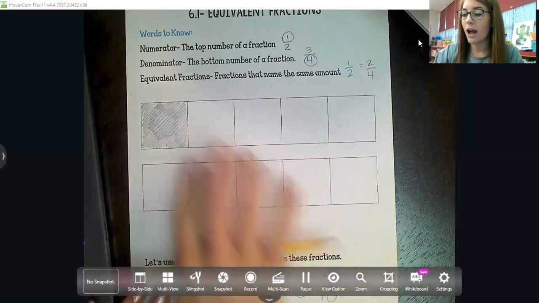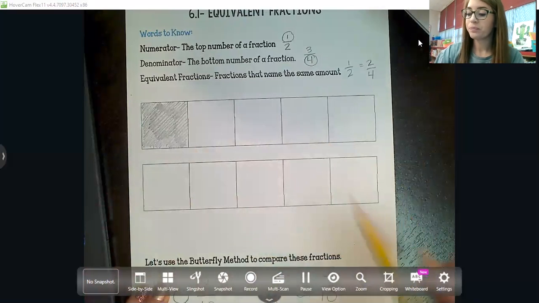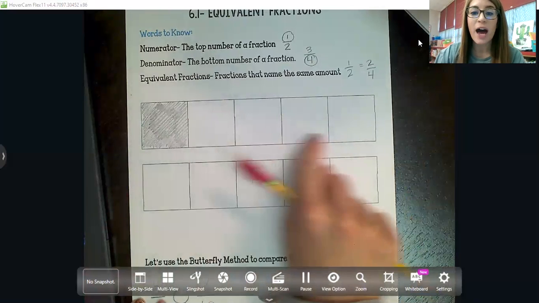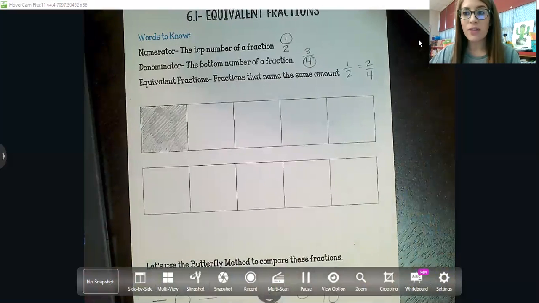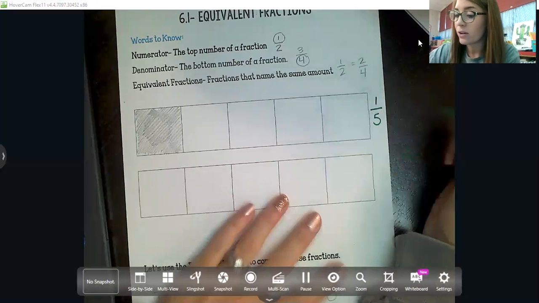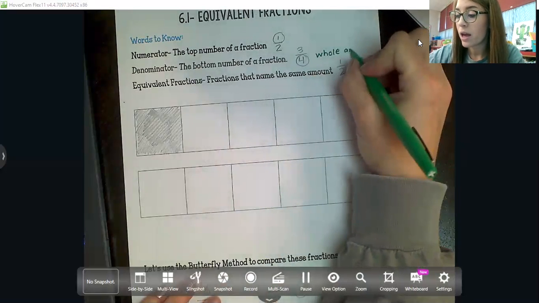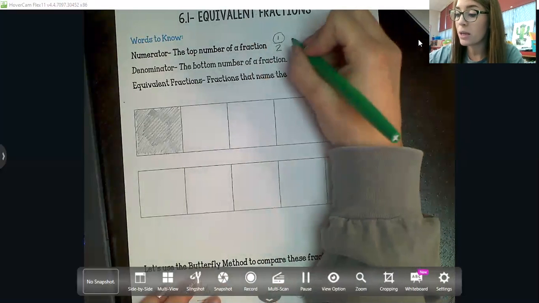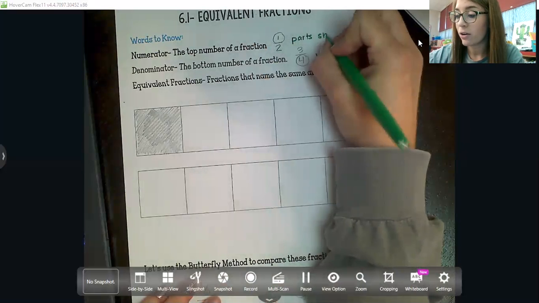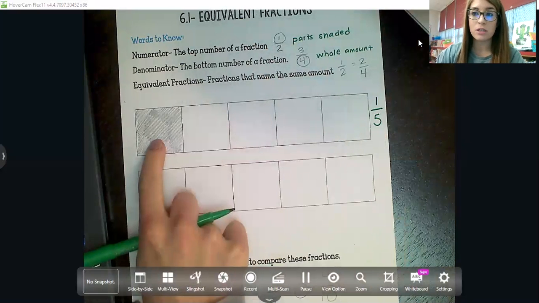Okay, so let's look here. I've got two of the exact same thing. We've got 5 boxes here and 5 boxes here. Now, if you look here, I've got one of these 5 boxes shaded in. So how would that look as a fraction if I had one box out of 5 shaded? Well, it would look like this. We would have 1 part of 5, okay? Because the denominator shows the whole amount, and the numerator shows the parts shaded in. Okay, so there is 1 part shaded in, but there are 5 parts total. 1, 2, 3, 4, 5, and one of those is shaded in.